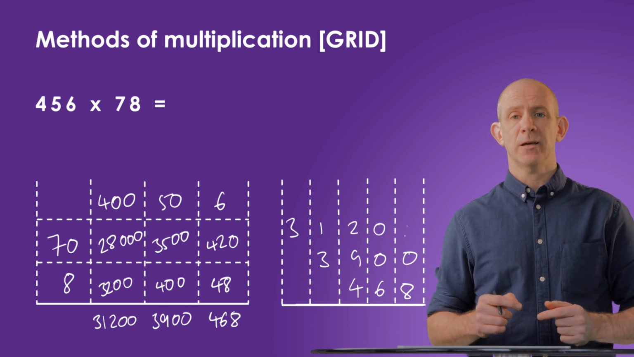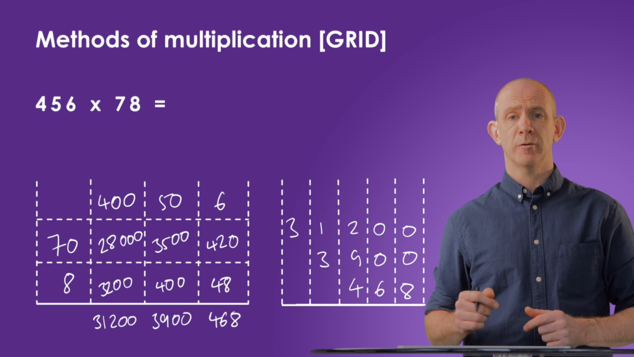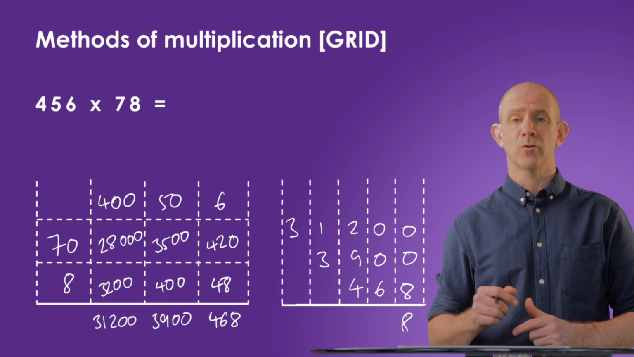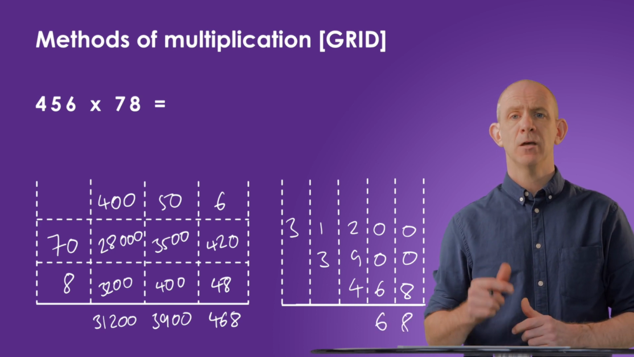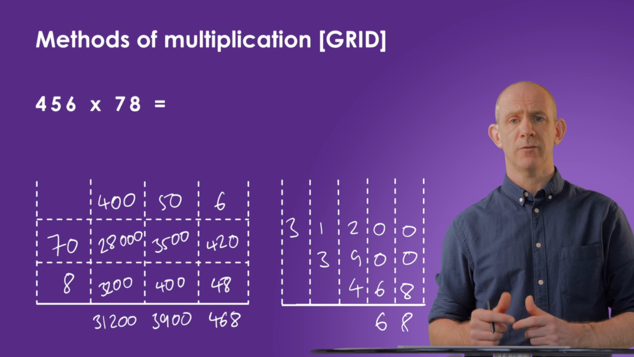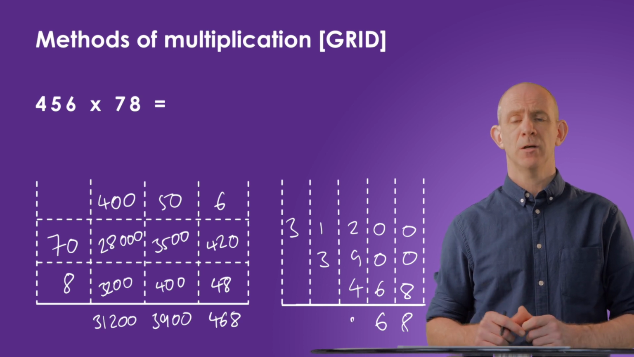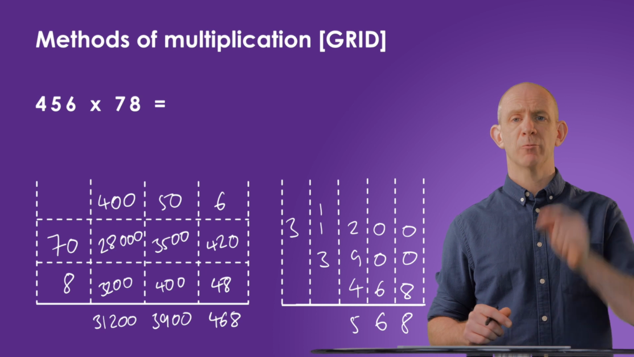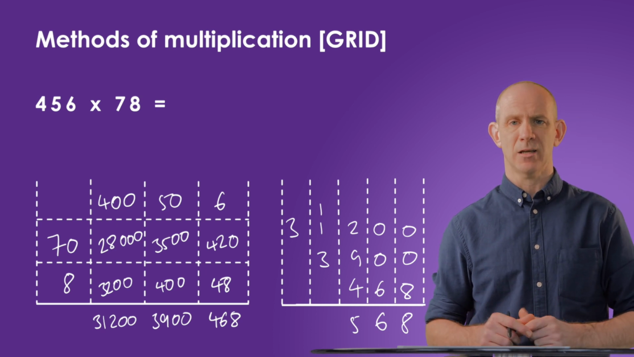And we can add these down. So we get 0 plus 0 plus 8 would give us 8, 0 plus 0 plus 6 would give us 6, 2 plus 9 would give us 11, plus the 4 would give us 15. So we'll write the 5 under here, and we'll write the 1 on the top to remind us to add it to the next column.